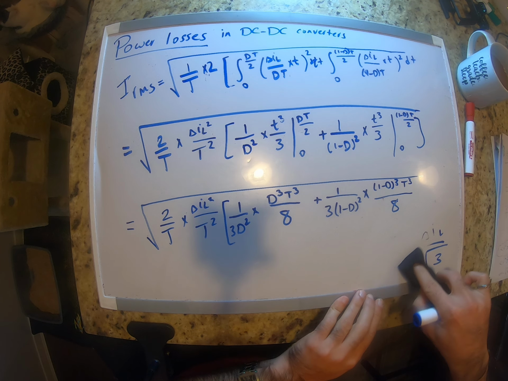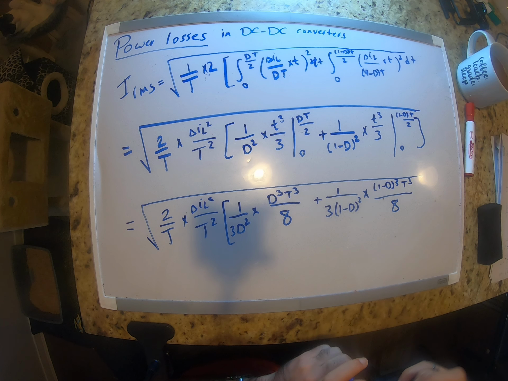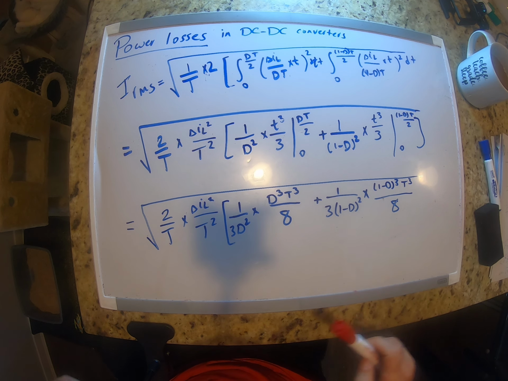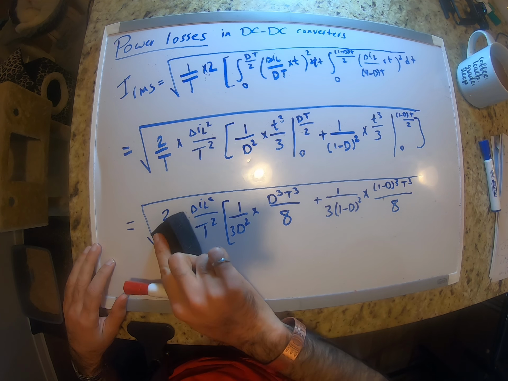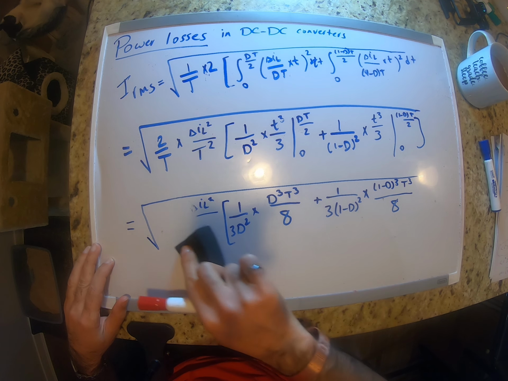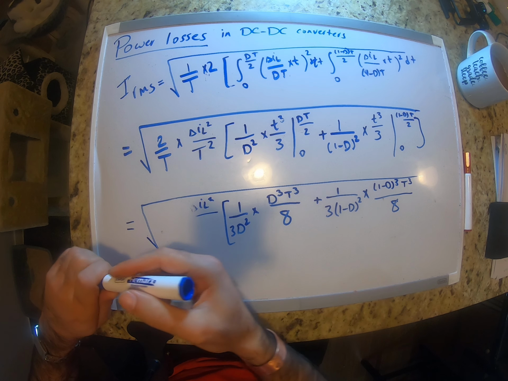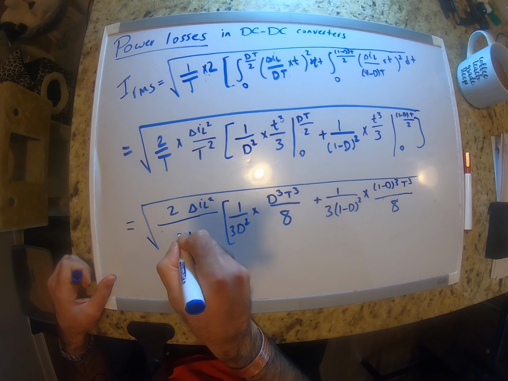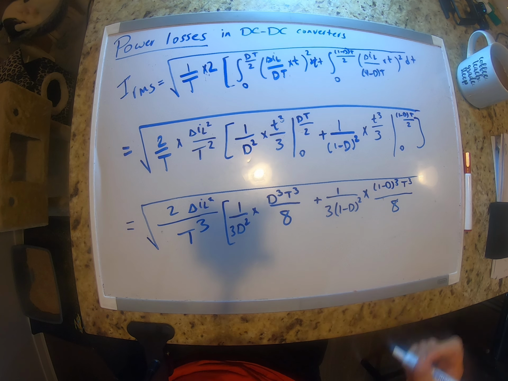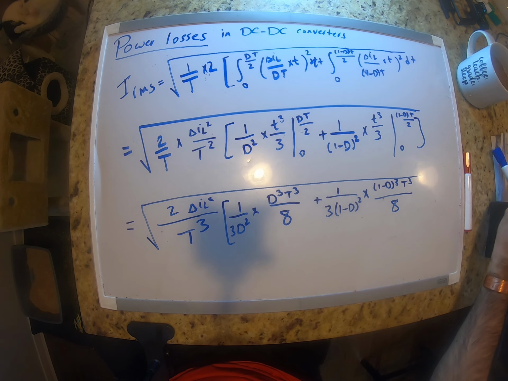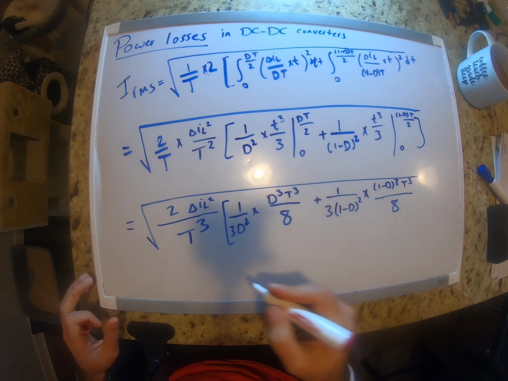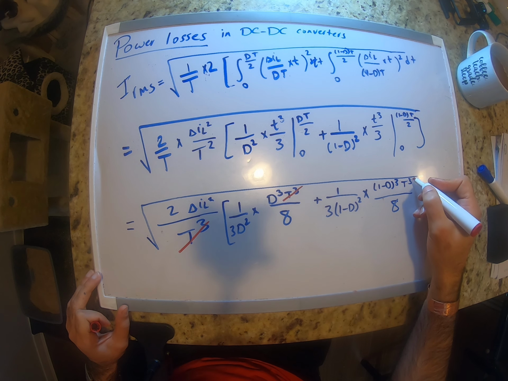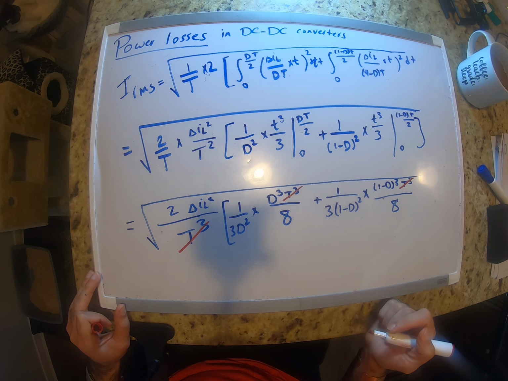Okay, so let's see how we can simplify this. Actually, let's just make this one 2 times delta IL squared divided by t cubed, right? So, as you can see, t cubed are just going to cancel.